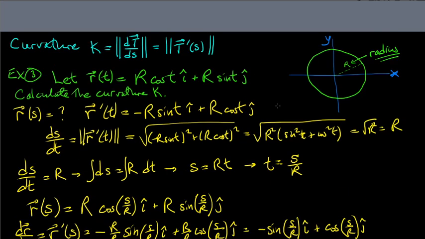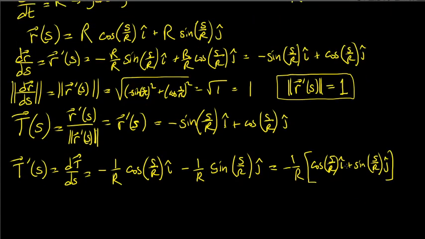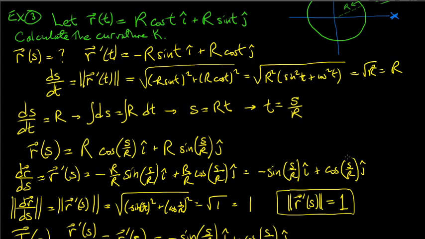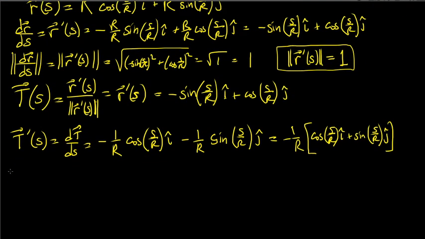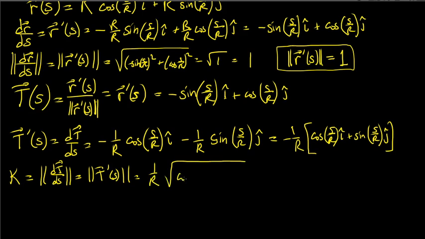All right, one last thing we need to do. Remember, the curvature is not a vector. This is a vector down here with the i's and j's. The curvature is just the magnitude of that vector. So now we take the magnitude. So k will be the magnitude of the derivative of T with respect to s. When you take the magnitude, you just get 1 over r, and then times the square root of cosine squared of s over r plus sine squared of s over r. So of course, that's just 1. So 1 over r times the square root of 1 is 1 over r.